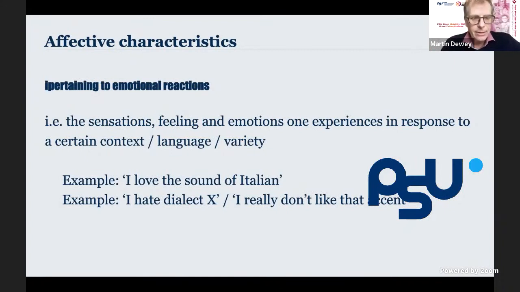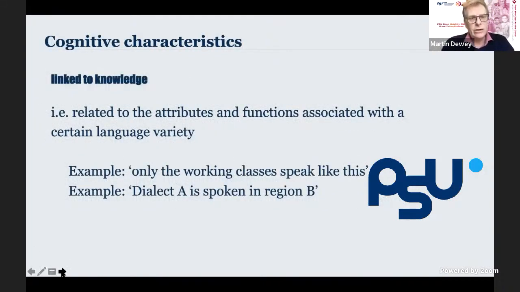For example, you might hear someone say, "Oh, I love the sound of Italian." Italian is a beautiful language. At least in the European context, Italian and French are often described as beautiful languages. Or people might not like certain accents or dialects: "I hate that dialect. I don't like that accent." So there's an emotional response to different varieties. There's also a cognitive dimension, or cognitive characteristics linked to our knowledge. This is related to the attributes and functions that we associate with a certain language variety.